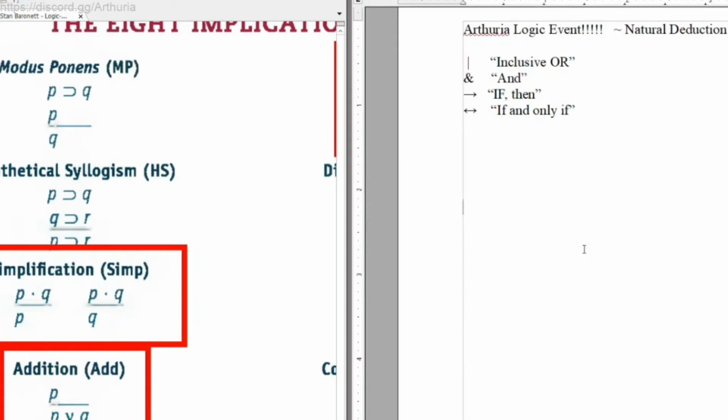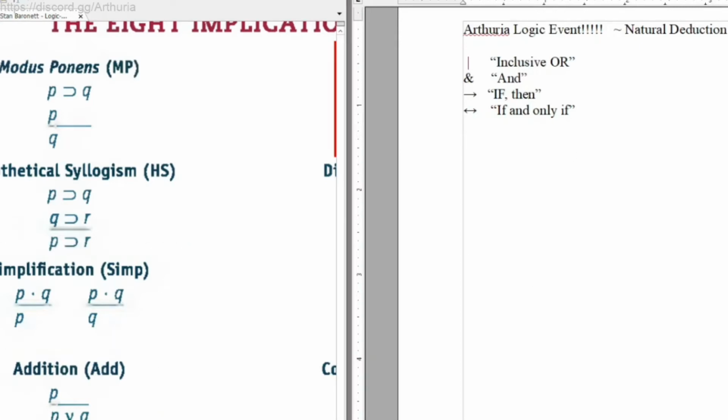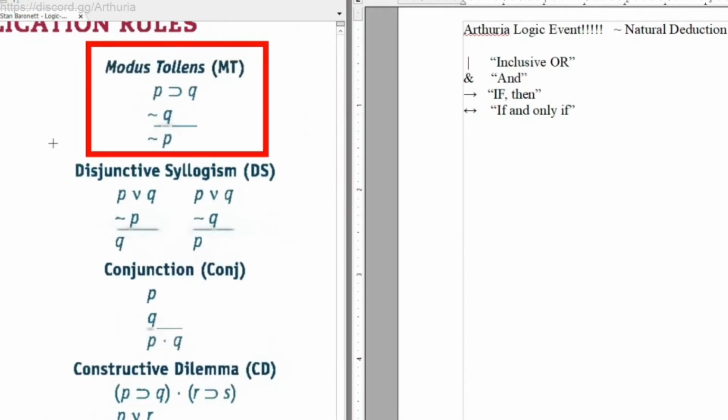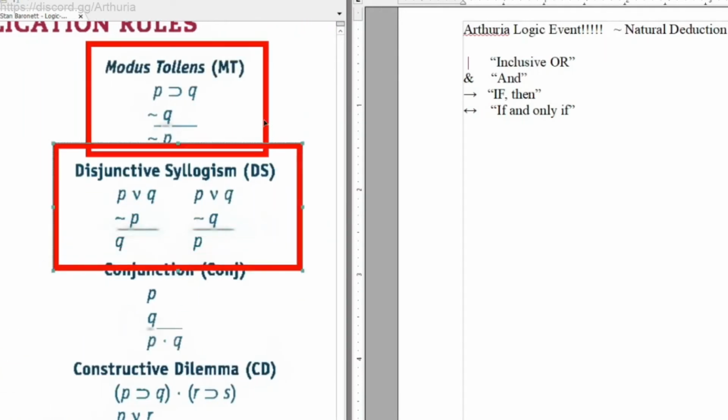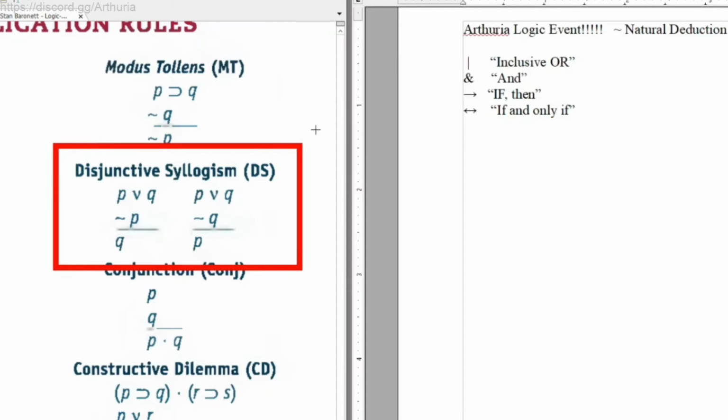Oh, we need another rule. So let's learn another rule called disjunctive syllogism. Big name for a simple rule that you all already know. So I have either a basket or I have apples. This is B or A.